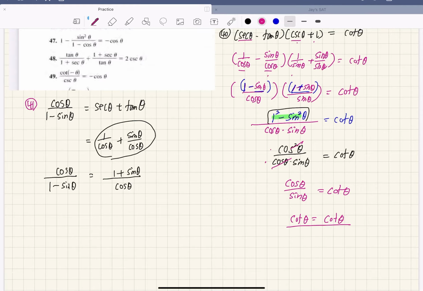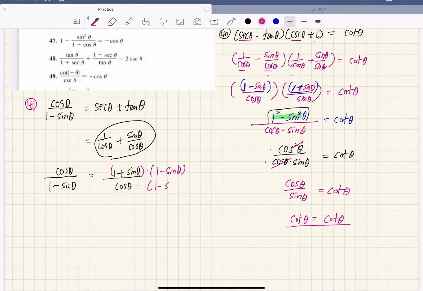But in right side, there is one fraction which is composed of basic functions, sine and cosine. So looks like there's nothing to change, right? In that case, you should multiply by the conjugate of the numerator, because the numerator is a binomial. There are two terms. So you multiply 1 minus sine theta in this case.